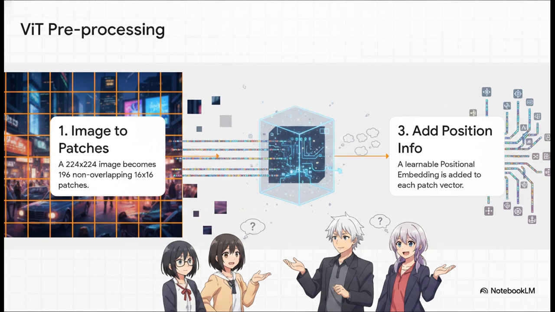But now we have a new problem. By doing that, we've basically thrown all the patches into a bag and shaken it up. The model has no clue where any patch came from. That's where step 3 is absolutely critical. A unique, learnable positional embedding is added to each patch's vector. Think of it like a little tag or a GPS coordinate that tells the model, hey, this patch came from the top left corner, or this one belongs in the middle.